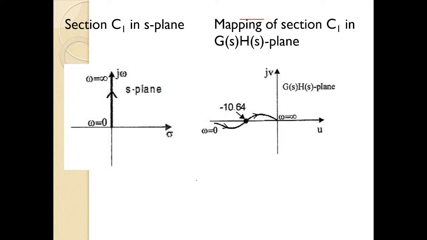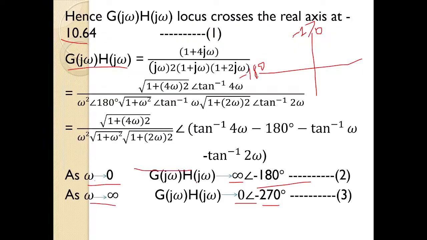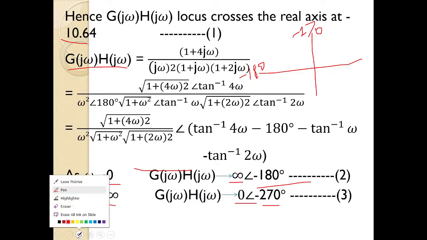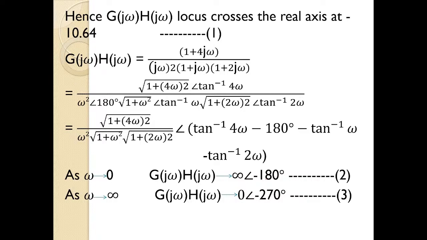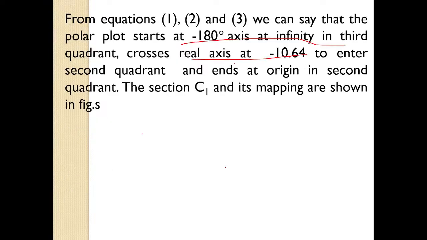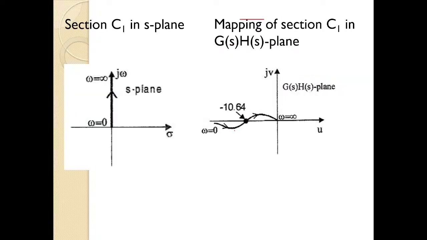One thing you must keep in mind is that you check your omega values and your angles, minus 180 to minus 270. The plot is traveling from minus 180 to minus 270, with magnitude from infinity to 0. So the crossing point, 10.64, cannot be positive, it has to be negative. The crossing point on the negative real axis should be negative, not positive. I hope you are able to follow. I am going to the next slide.